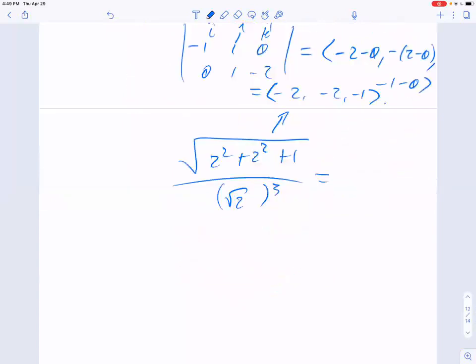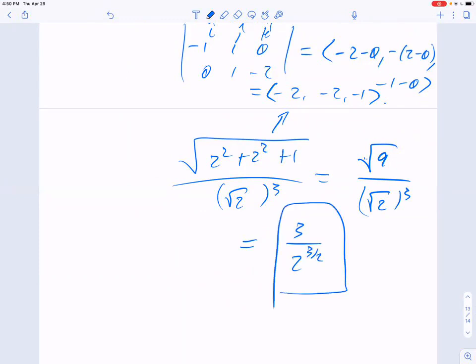2 squared and 2 squared, that's 8, plus 1 is 9. So root 9 over root 2 cubed. That's just 3 over 2 to the 3 over 2, okay? And hopefully if you put an F in the chat, that's what you got too. Otherwise I made a computational mistake probably. So any input?